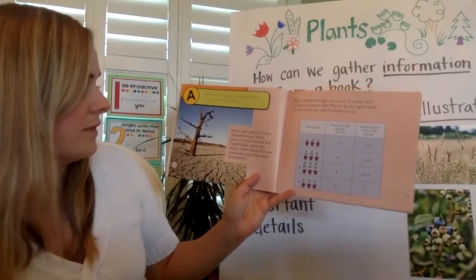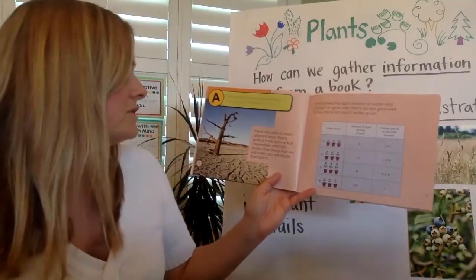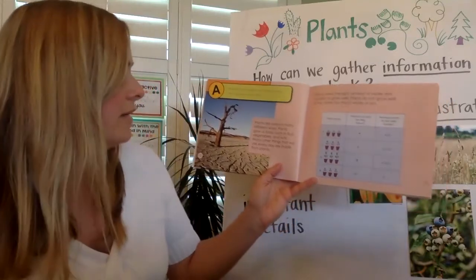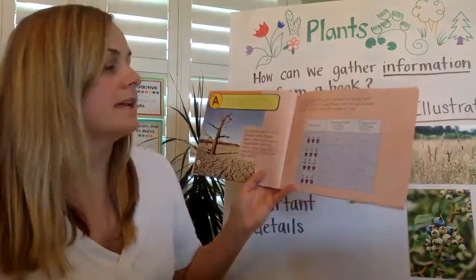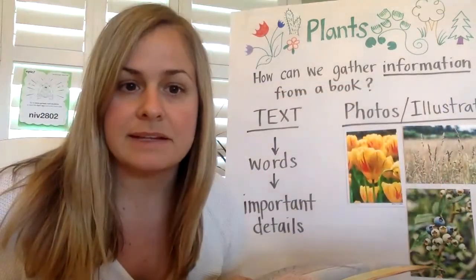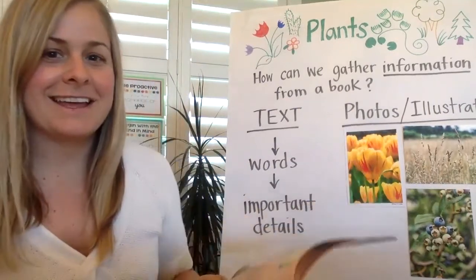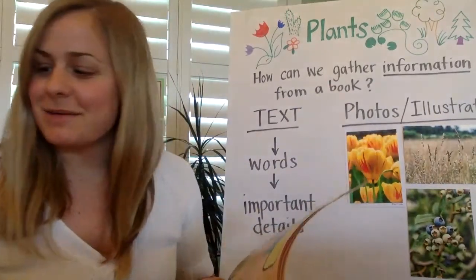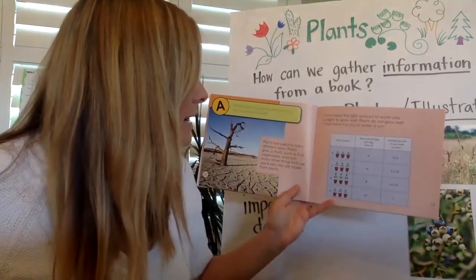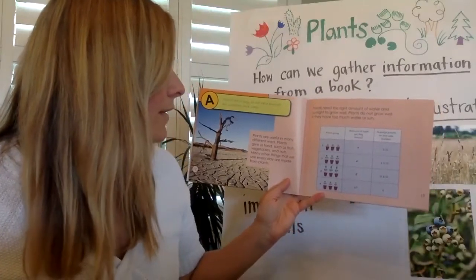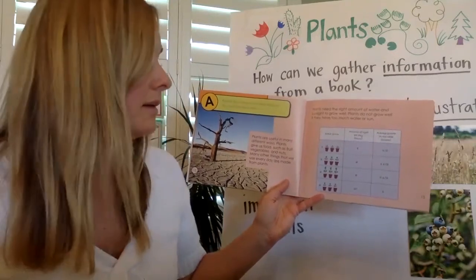Plants are useful in many different ways. Plants give us food, such as fruit, vegetables, and nuts. Many other things that we use every day are made from plants. Can you think of some things that are made from plants? I can. This paper behind me is actually made from plants. Let's keep reading. Plants need the right amount of water and sunlight to grow well. Plants do not grow well if they have too much water or sun.